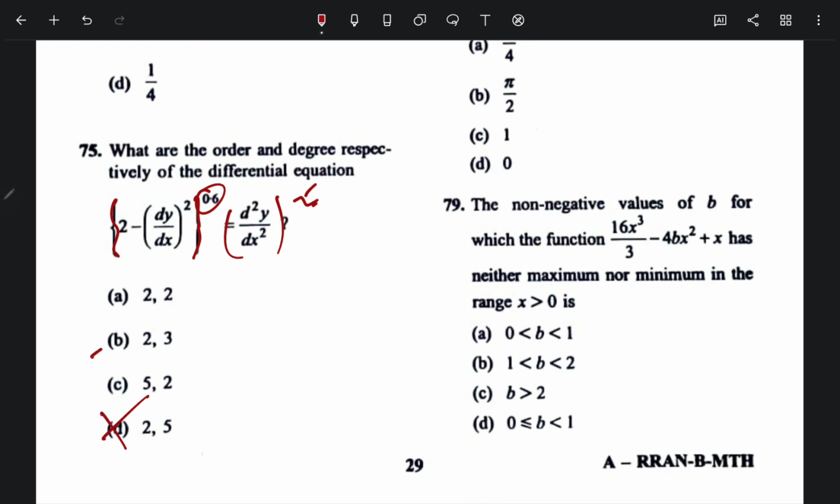No, sorry, the answer is 2 comma 3. 75 is 2 comma 3, it's not 2 comma 5. We have to raise to the power of 3. 0.6 into 2, it's going to be 3.